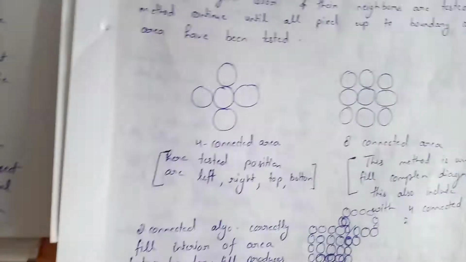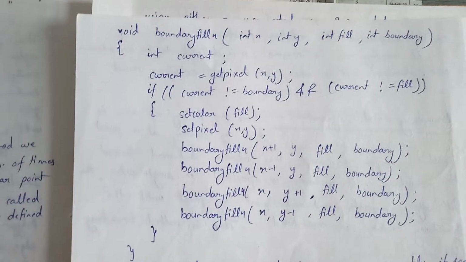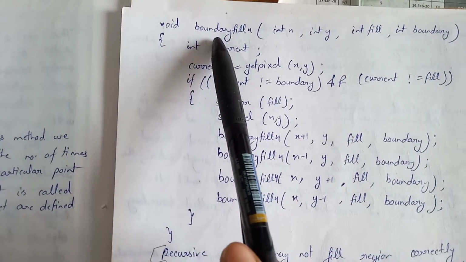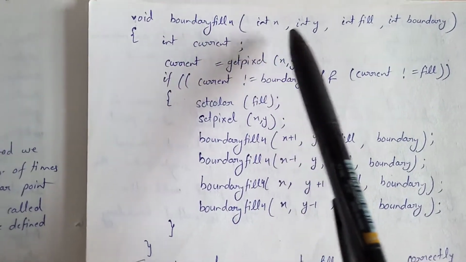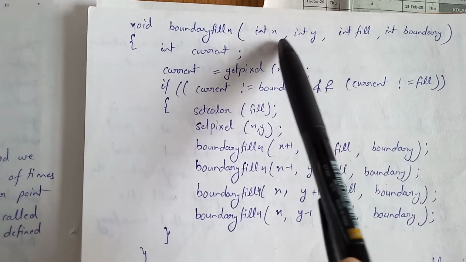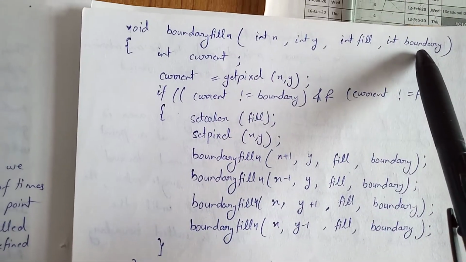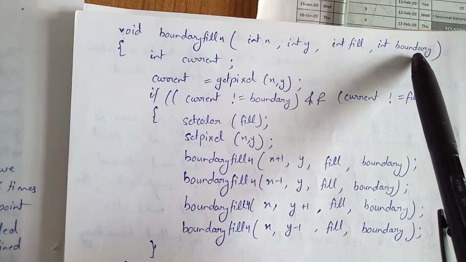Now we will discuss the algorithm. Procedure for boundary filling. This is a recursive procedure, boundary fill, where we are going to use the 4 connected way. What have we taken from the user? These two are the initial points. This is the color for filling and this is the color of the boundary in which your object is colored.